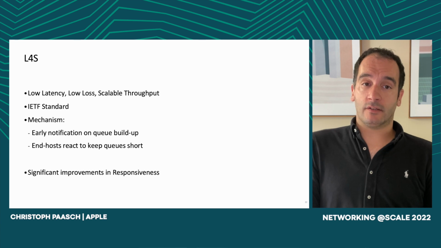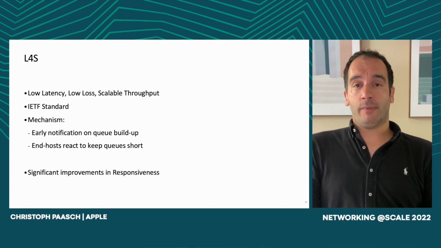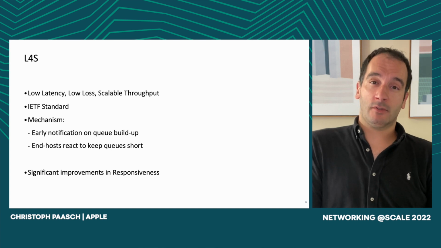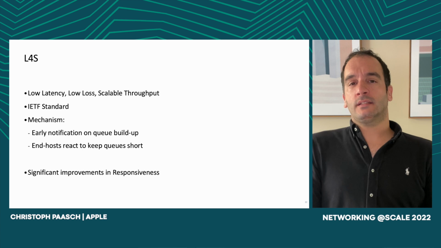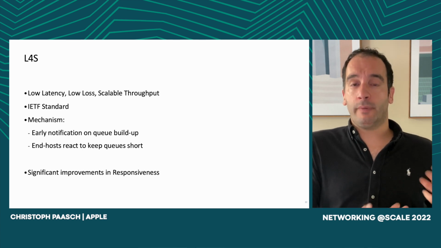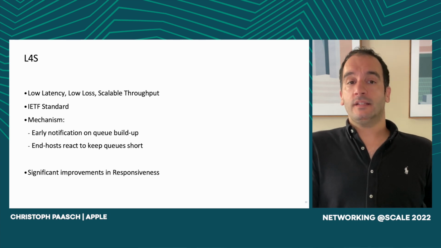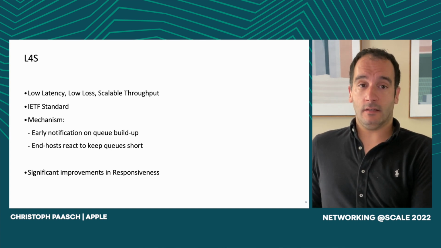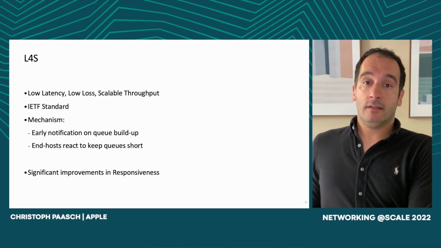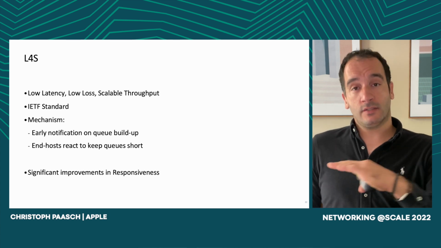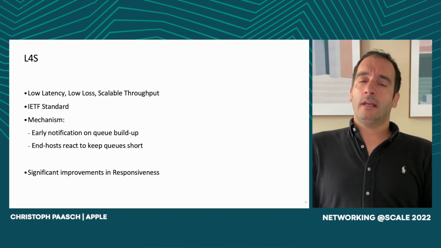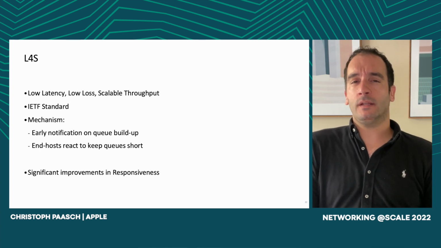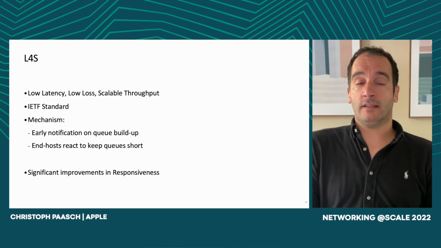L4S is an IETF standard, and there's a large community around it working on implementing the mechanisms on the internet and on the end hosts to provide the experience that L4S is able to deliver. And the way it works is that the network is providing an early notification on queue buildup using ECN signals. This early notification on queue buildup will be piggybacked to the end hosts so that the end hosts can react on this signal and keep the queues low, so that the bottleneck's buffer occupancy remains low and the added latency remains low. And there are huge improvements thanks to L4S. The responsiveness goes from several hundreds of milliseconds down to single-digit milliseconds. All of this while keeping the throughput high, at the maximum speed of the capacity.